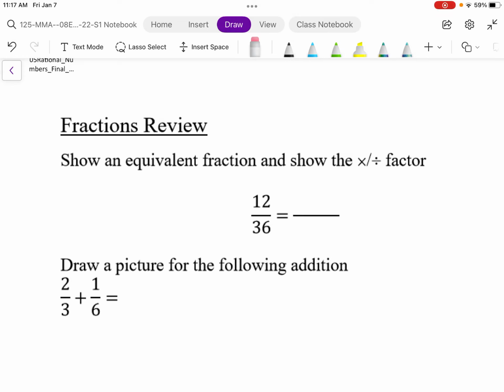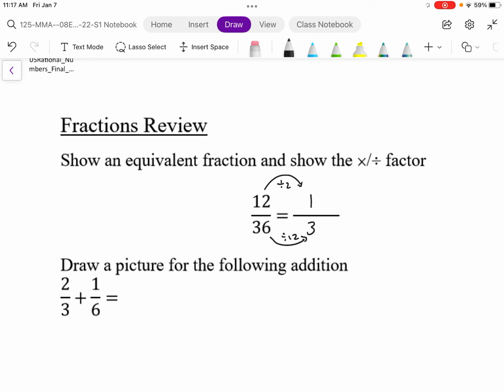To show an equivalent fraction, we can either scale up the fraction or scale down the fraction. So in this case, we're going to decrease the proportion by a factor of 12, because both the numerator and denominator share a factor of 12. And we can show it in this way. We divide the top by 12 to get 1. We divide the bottom by 12 to get 3. And that gives us the fraction in lowest terms.